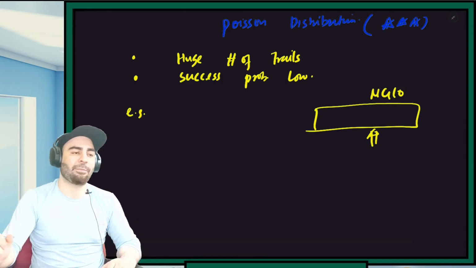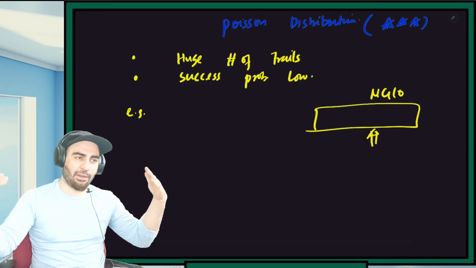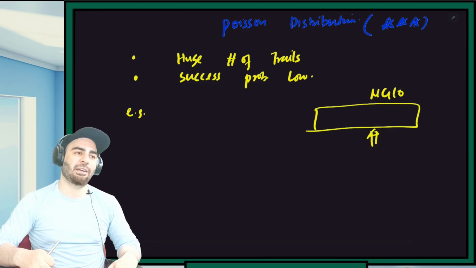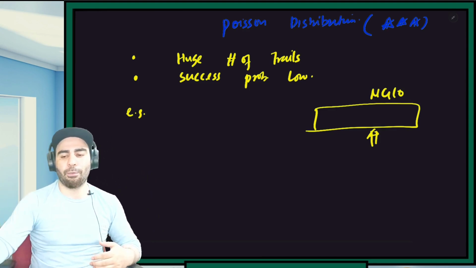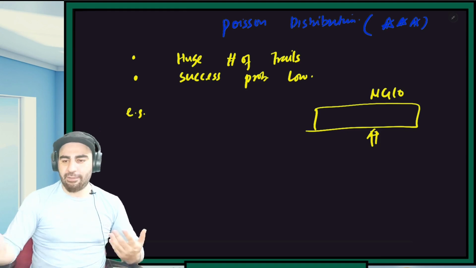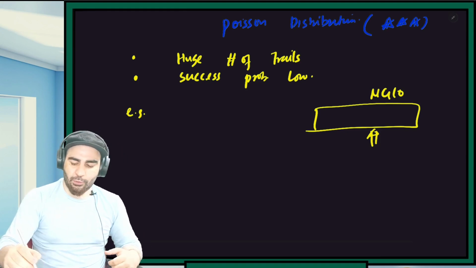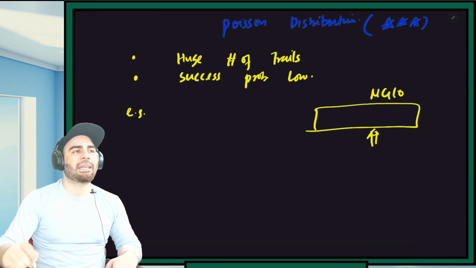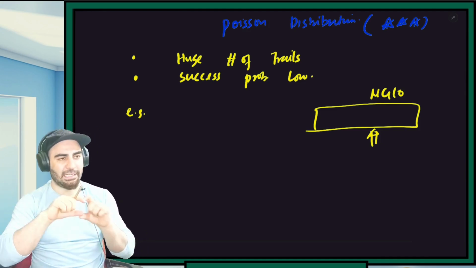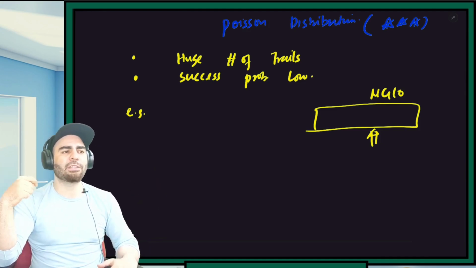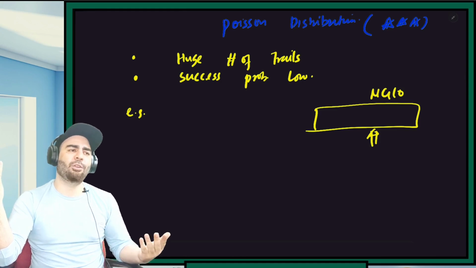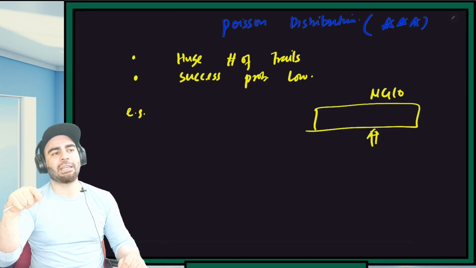As I said, one example is a huge number of cars passing by, but in each passing there is a very low probability of an accident. Similarly, take an earthquake. A lot of days pass and the number of trials is very high, but the happening of an earthquake is very low. There is very little probability that on a particular day an earthquake will occur.